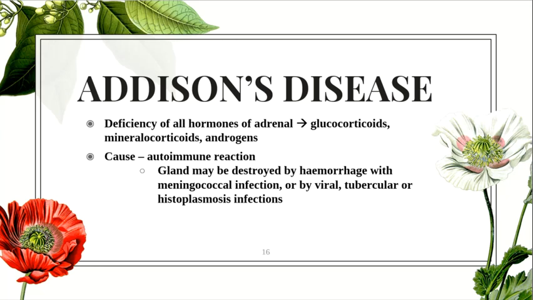What can be the cause? Autoimmune. Something has gone wrong and it is destroying the gland, and it is affecting all the zones of the gland. So that is an autoimmune reaction. The gland can be destroyed by hemorrhage with meningococcal infection, or by viral, tubercular, or histoplasmatic infection also. Sometimes when a patient is affected by meningococcus or by some viral, tubercular or histoplasmatic infection, the side effect of that infection can lead to a destruction of the adrenal cortex, and that can lead to Addison's disease.